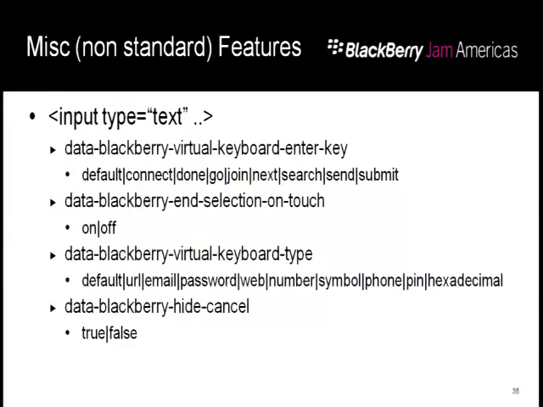Other things is around the input text. Again, with requirements from the BlackBerry 10 user experience, we had to do a few things. For example, what does the enter key really look like? You can control what's the label for the enter key. We have a bunch of values here: default, connect. Default, I think, is the icon with the angle with the arrow. But you can also say connect, done, go, join, next, and so on. These are labels.